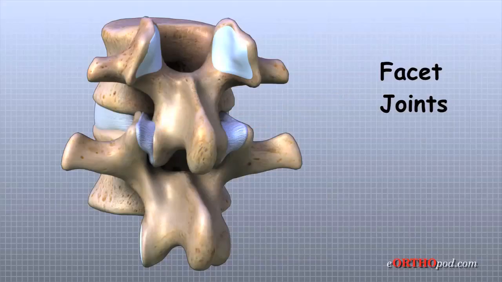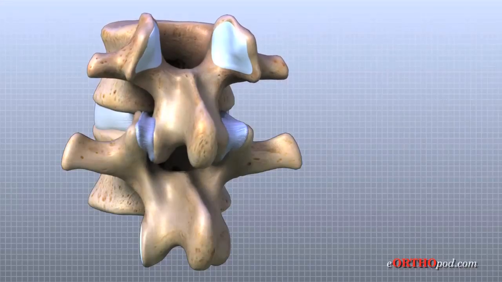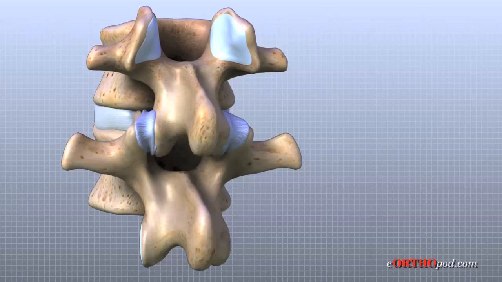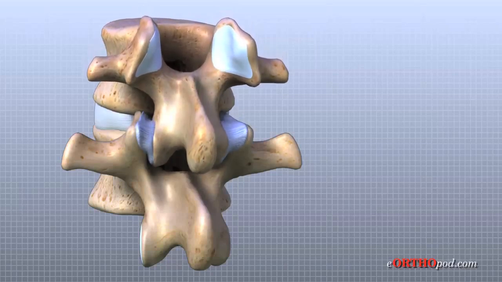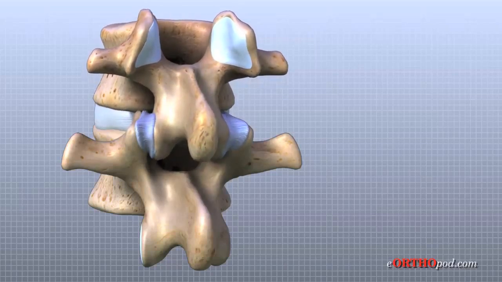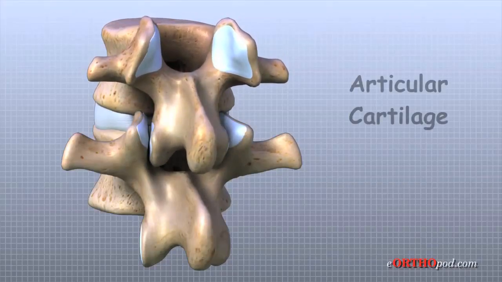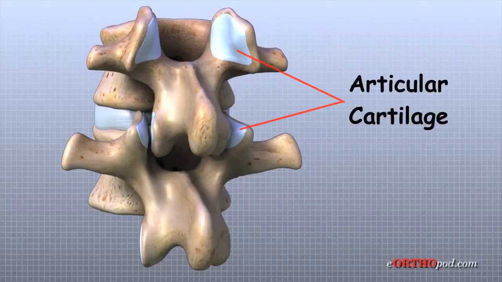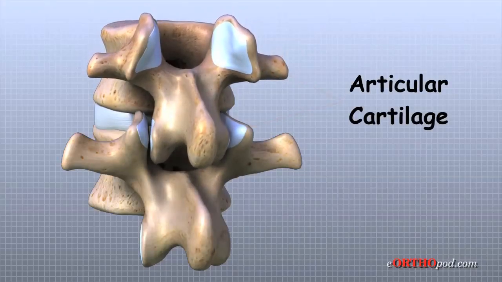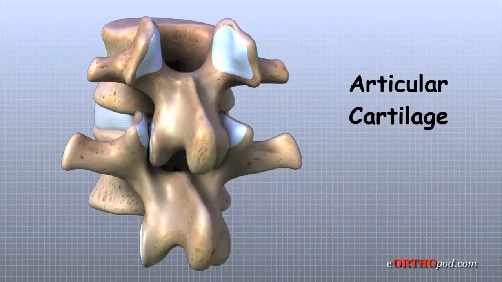A facet joint is a small bony knob that sticks out from the vertebral body at the back of the lumbar spine. Where these knobs meet, they form a synovial joint that connects the 2 vertebrae. The facet joints of the lumbar spine move together in a sliding motion as you bend forward and backward. The surfaces of the facet joints are covered by articular cartilage. Articular cartilage is a smooth, rubbery material that covers the ends of most joints. It allows the bone ends to move against each other smoothly, without friction.